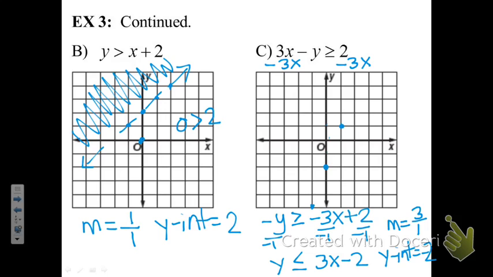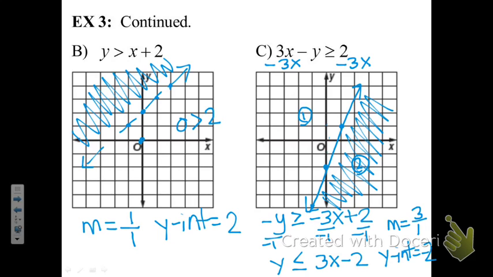From that line I have to determine if it's solid or dashed. It is solid because we have an equals there. And then we have to shade. Do I shade in region 1 or region 2? The graph says that we will shade below it, and so that would be region 2.